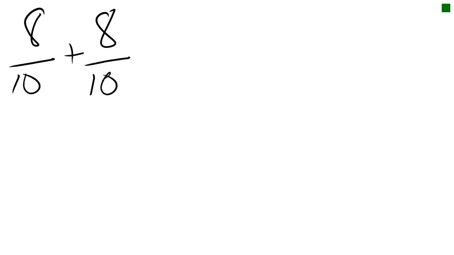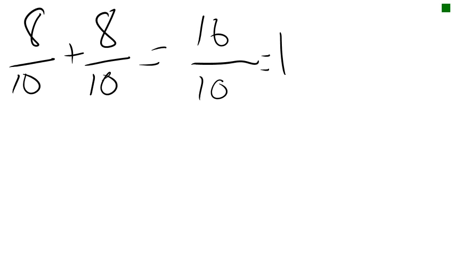Alright, so we're going to look at a simple addition problem with fractions here. Start off at 8/10 plus 8/10. For both addition and subtraction, your denominator stays the same once you get it to like terms. So we want to make sure it's there. 8 and 8 is 16. You now have 16 pieces out of 10 that make one whole, so we're going to pull one whole out. It's going to leave us with 6 over 10.